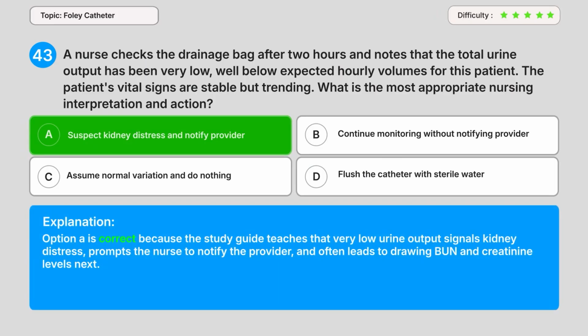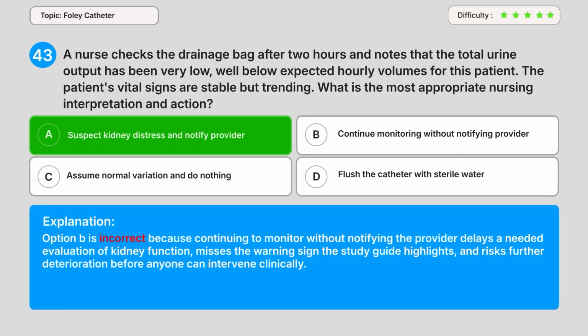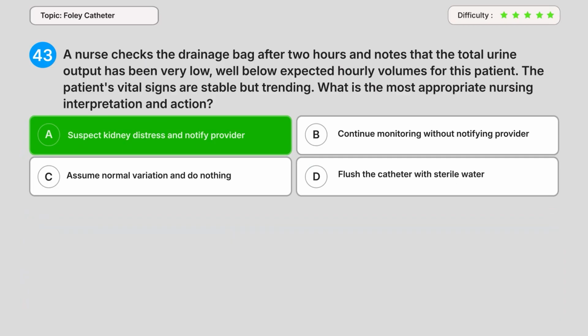Option A is correct because the study guide teaches that very low urine output signals kidney distress, prompts the nurse to notify the provider, and often leads to drawing BUN and creatinine levels next. Option B is incorrect, because continuing to monitor without notifying the provider delays a needed evaluation of kidney function, misses the warning sign the study guide highlights, and risks further deterioration before anyone can intervene clinically.